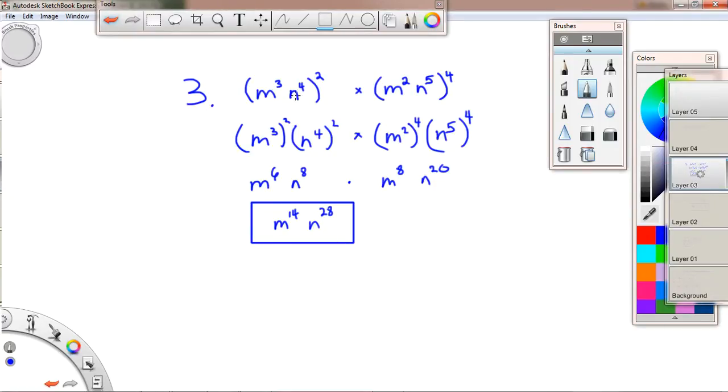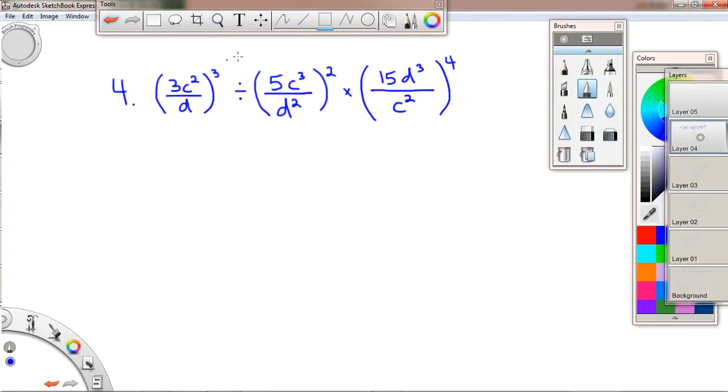Let's go back. The key to doing this was to make sure that you raise these powers to this power here before doing the multiplication. So it's order of operations. The exponent had to come before the multiplication to simplify this. Okay, and our last problem.